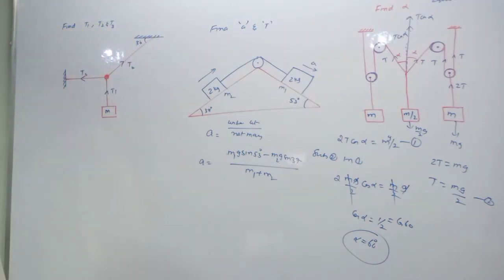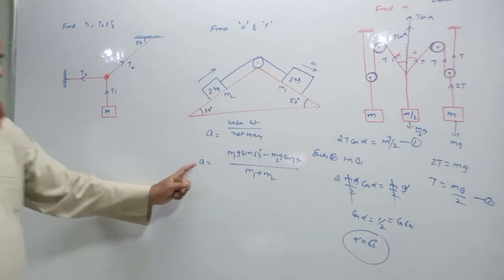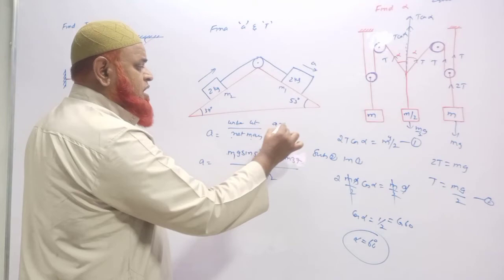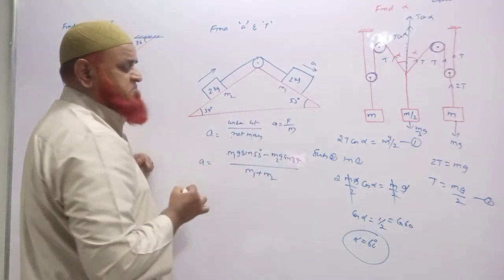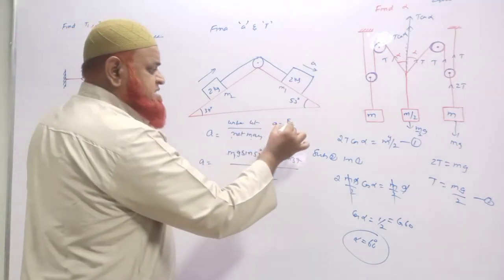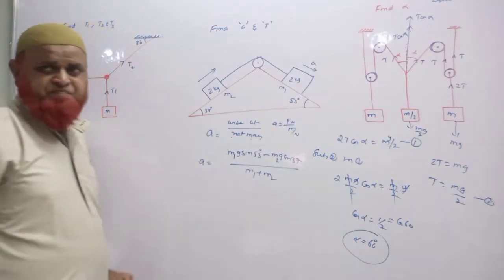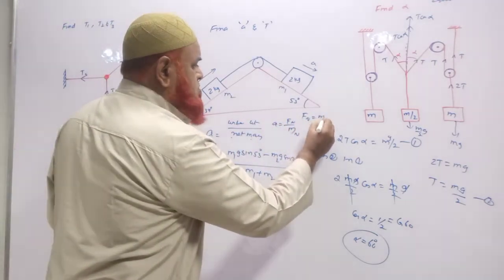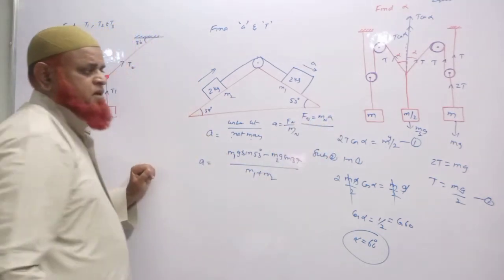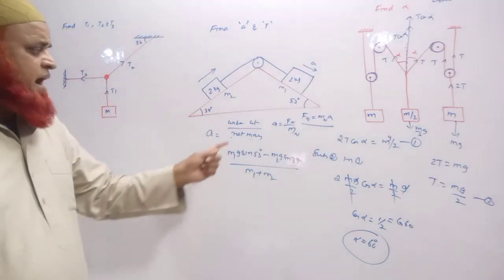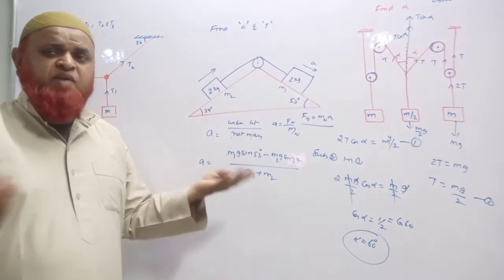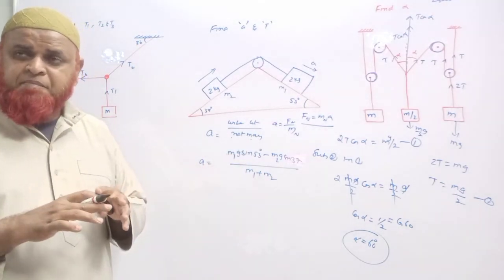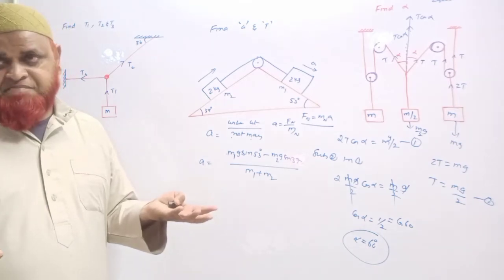Understand? Is it okay? So why am I writing unbalanced weight by net mass? Because you all know a is equal to F by m, and this is net force by net mass. As you know, according to Newton's second law, net force is equal to net mass into acceleration. F is equal to ma. And what is the unbalanced weight? Unbalanced weight will become net force. Net force will become the difference of weights here.